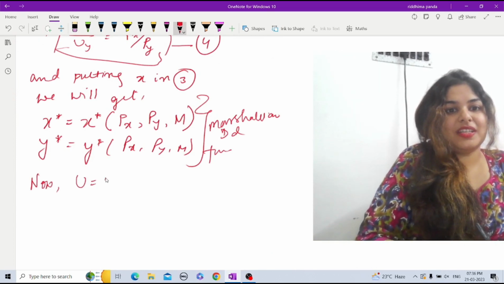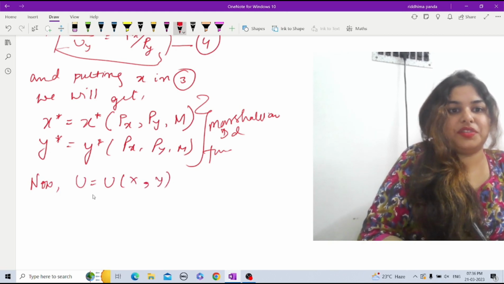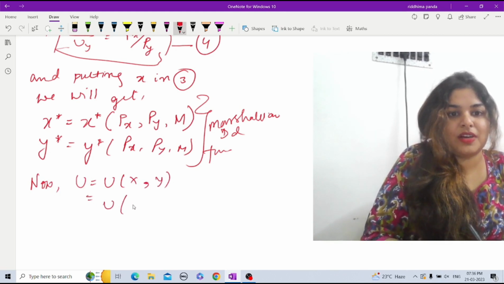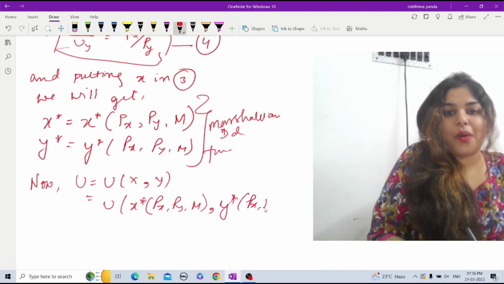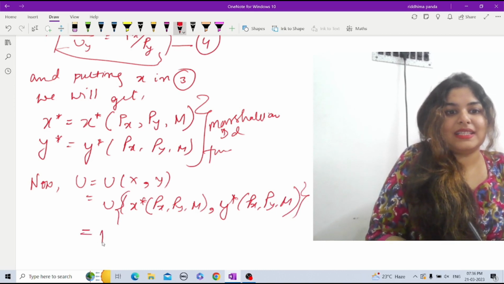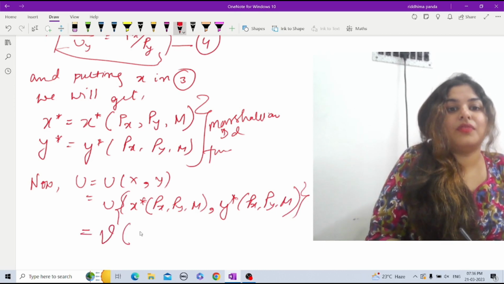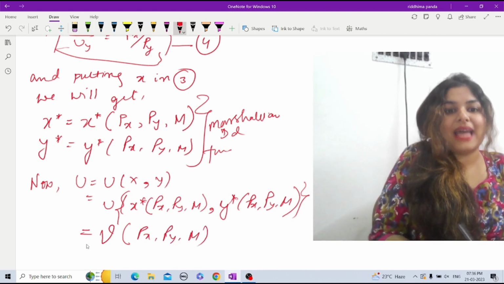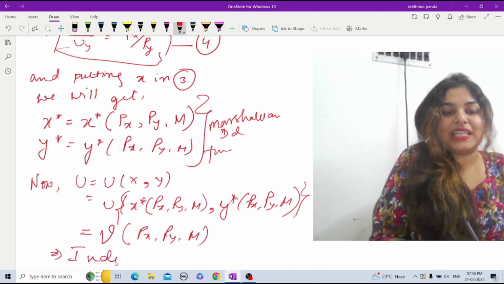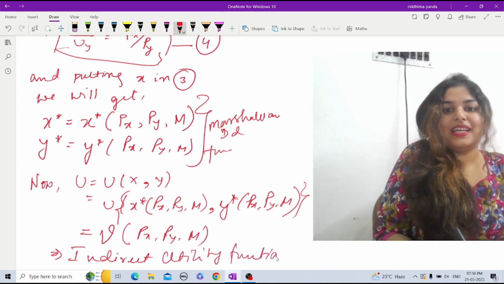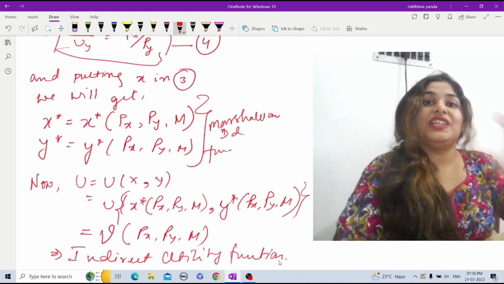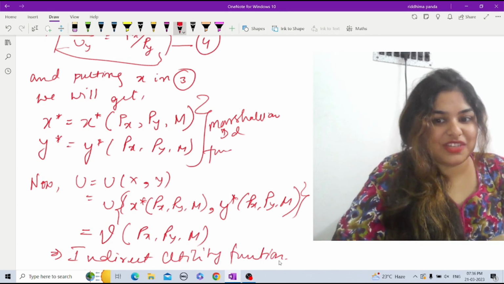The utility function is a function of x, y. So if I put the values, U is a function of x star of Px, Py, m, and y star of Px, Py, m. That is V, another name for the function of Px, Py, m, and this is our indirect utility function. So this is how you can derive an indirect utility function from a direct utility function.